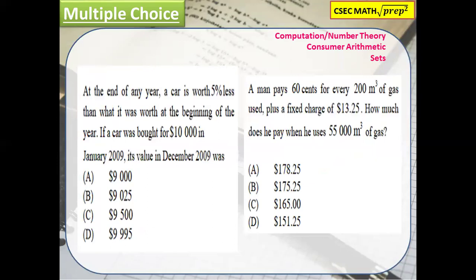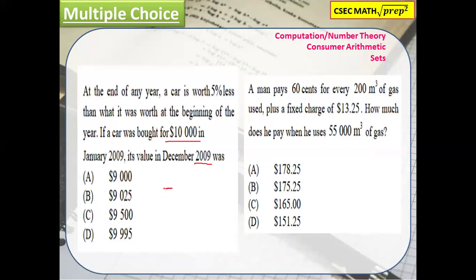Moving on, some more consumer arithmetic questions. At the end of 1 year, a car is worth 5% less than it was worth at the beginning of the year. If the car was bought for 10,000 in January 2009, the value in December 2009. All right, so this one is the easy version. There's another version of this question where they ask for the original price. But let's do this question.